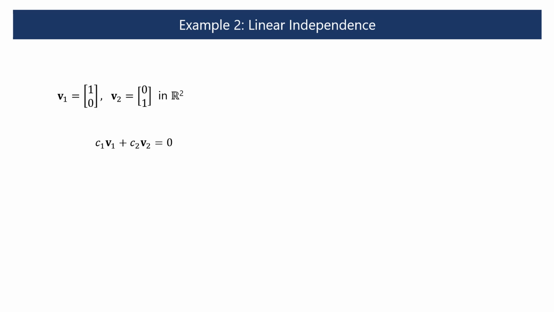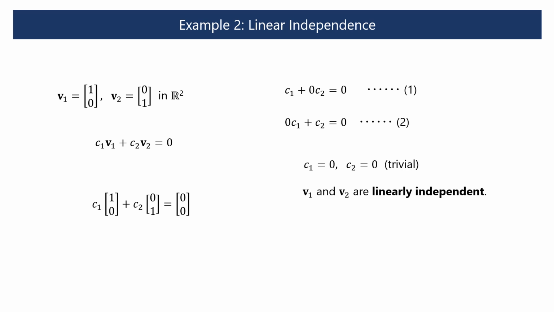Now consider another pair of vectors v1 and v2 in R2. For these vectors, the following equations hold. This results in c1 = 0 and c2 = 0. Since the only solution is the trivial one, v1 and v2 are linearly independent.